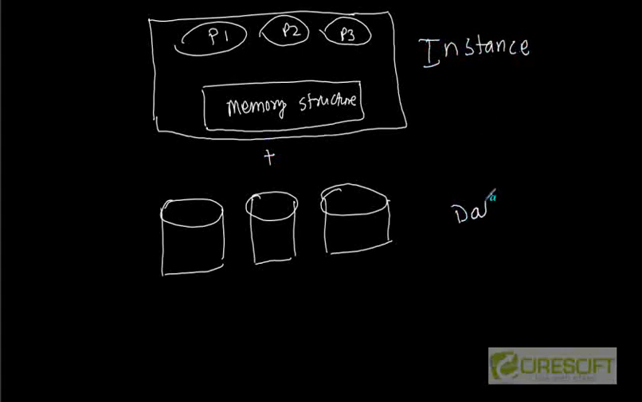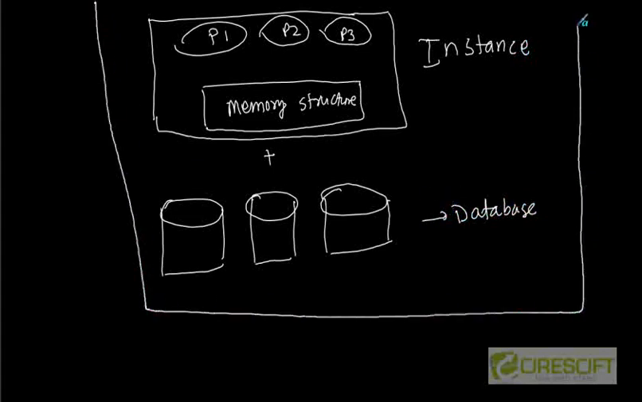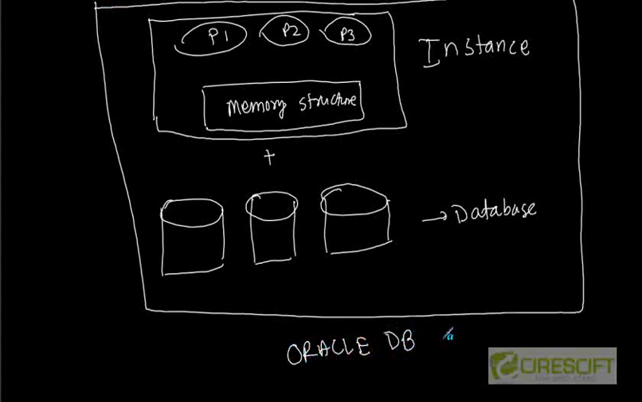And this is called the database, and this whole thing is called the Oracle DB or database server. Okay, a lot of people will ask, and a lot of people say that instance and database are the same. This is completely wrong. The instance is the human, whereas the database is the files. So you can just think about it in that way.